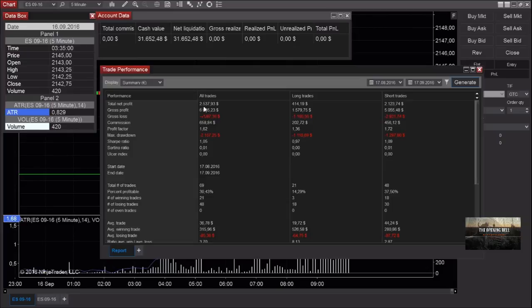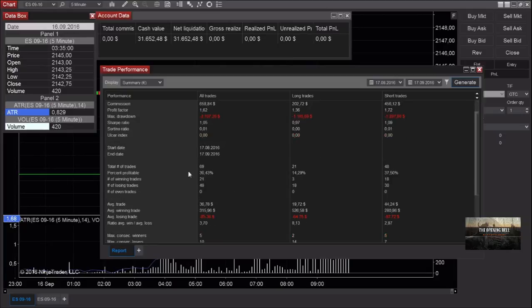Okay, let's go through some of these figures here. So we see gross profit. Long trades, short trades. Short trades seem to be giving more profits. Then we have profit factor also on the short trades is better, as well as the ratios here. Then max drawdown, we have 2,167. Same as the profit.